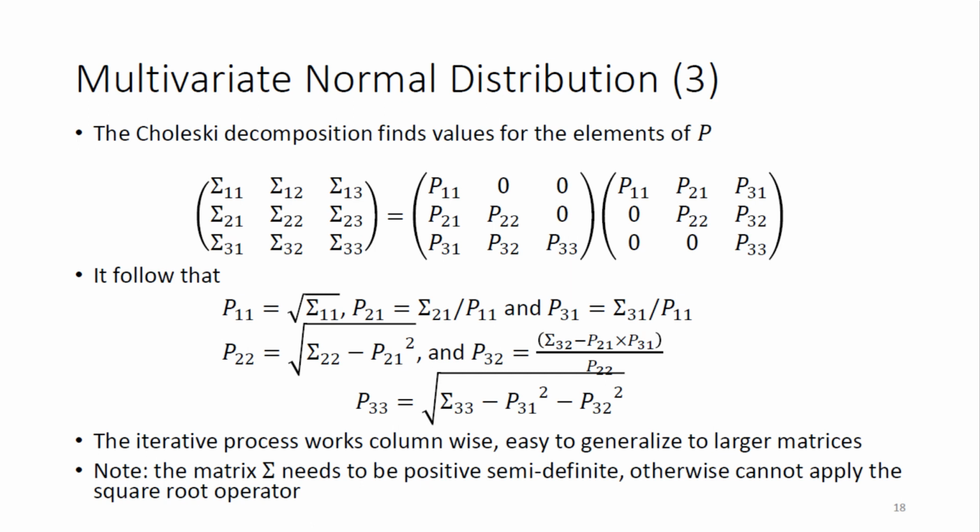One important remark, which we already mentioned earlier: if you want to do the Cholesky decomposition, the matrix sigma needs to be positive semi-definite, so its eigenvalues need to be non-negative. If that's not the case, then given the square roots in the formulas, I would need to take a square root of a negative number, which of course is not possible. That's also the reason why I cannot do this Cholesky decomposition.